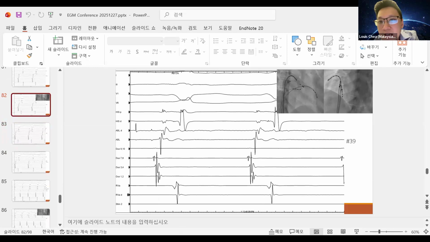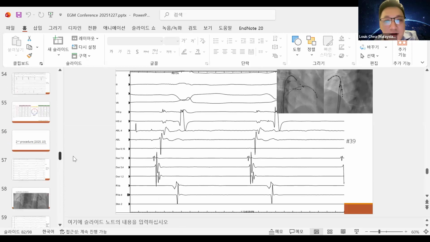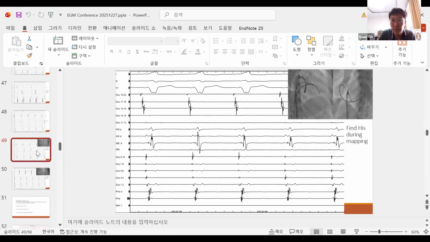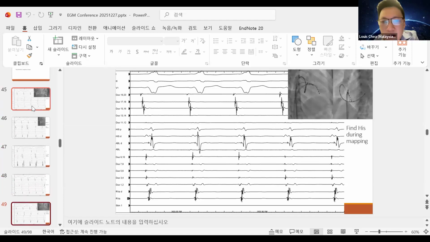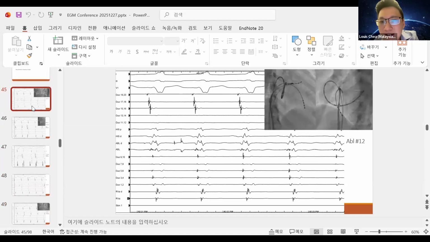Just wondering, during the first case when you were doing the parahisian ablation over the hisian area, was there any discussion with the patient regarding the risk of AV block? Oh yes, of course. And because we did not deliver very long duration, just short duration. And I was also very worried because it's a very limited resource setting here. Yeah, I can understand that.